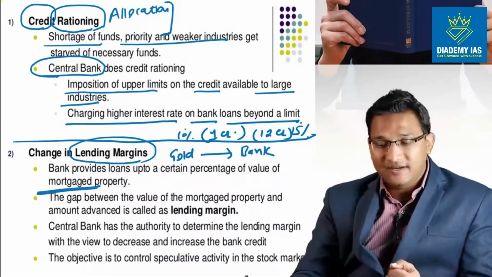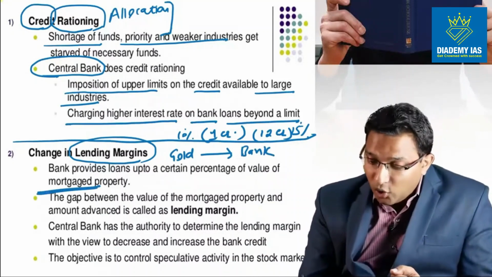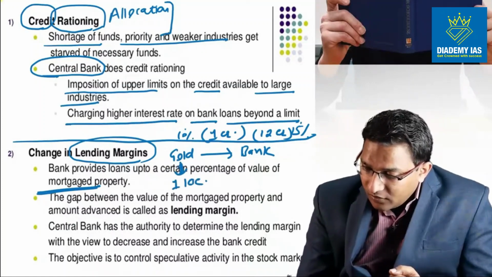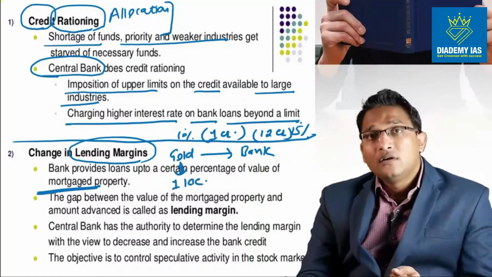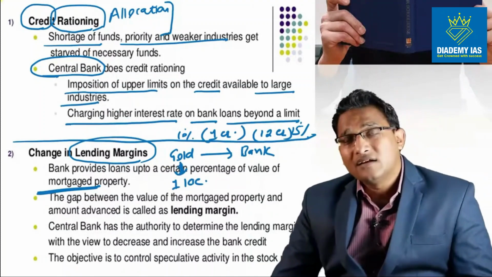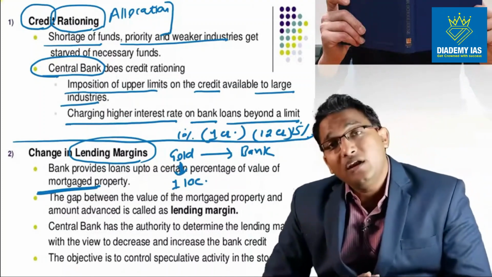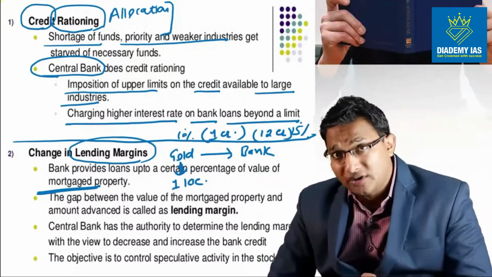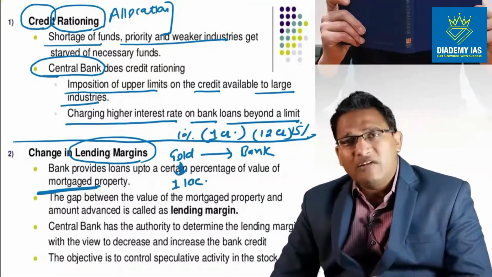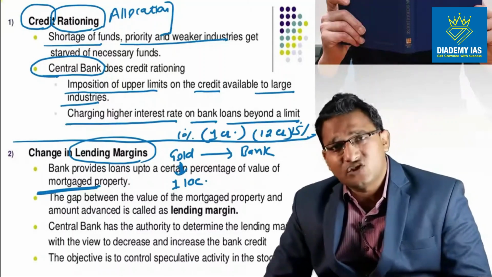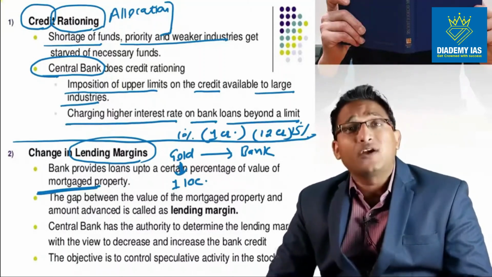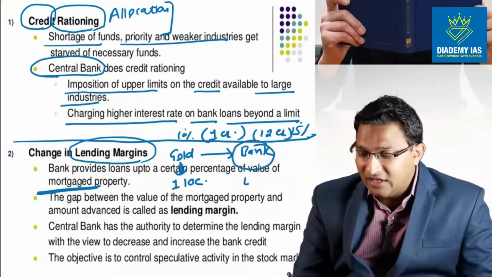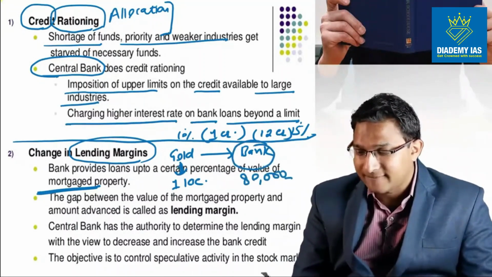You have pledged it, right? So you give gold worth 1 lakh rupees to the bank. Now you demand from the bank, Mr. Bank, please give me 1 lakh rupees. Do you think the bank will give 1 lakh rupees in return for this gold? No, because that would become a sale and purchase transaction. The bank will reduce some amount and give, for example, 80,000 rupees.